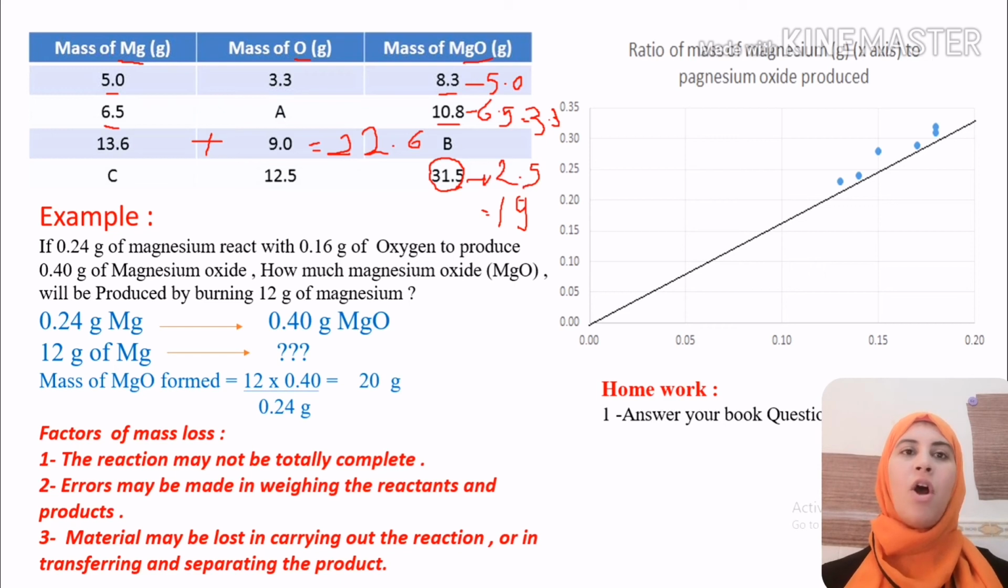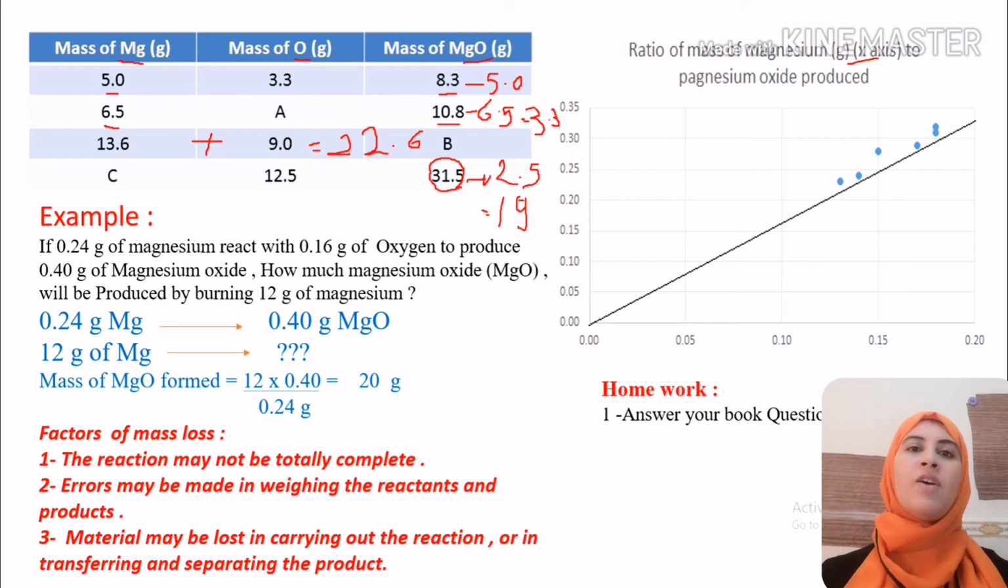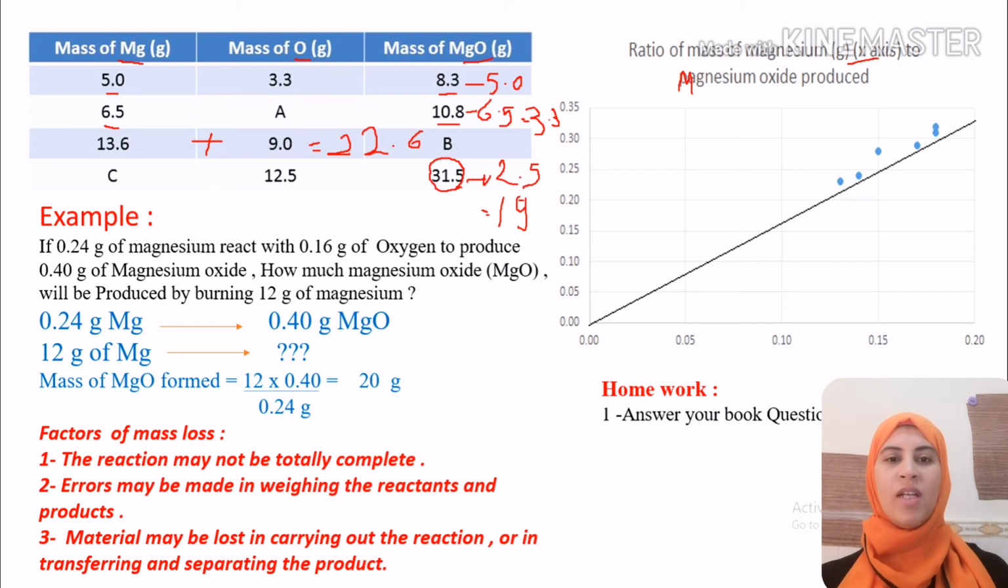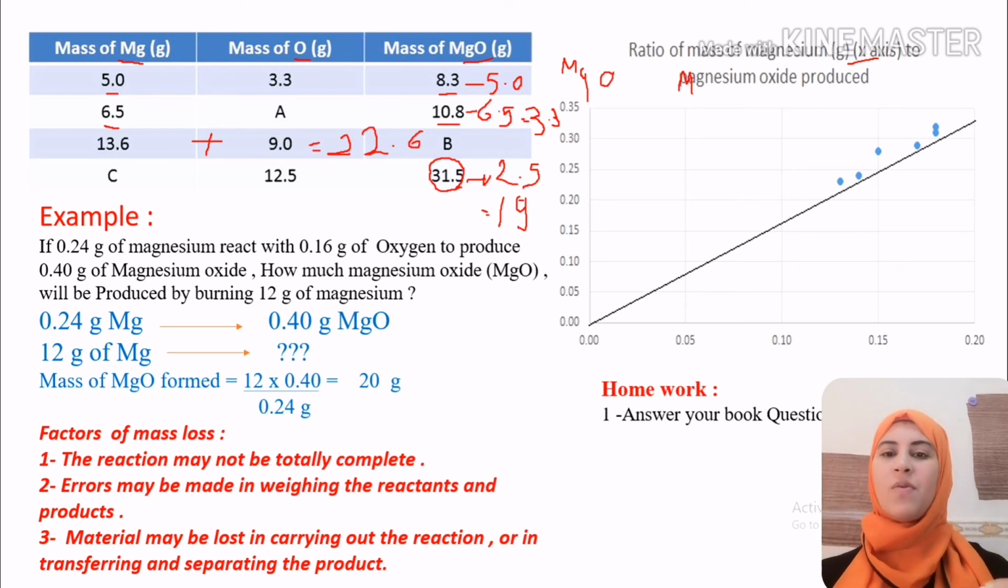We can start to draw the relation between mass of magnesium on the x-axis and mass of magnesium oxide produced from the reaction. So we just draw the relation between mass of magnesium we used in the beginning of the reaction and mass of magnesium oxide formed after the reaction. By calculating and drawing the relation, you must be as accurate as you can.